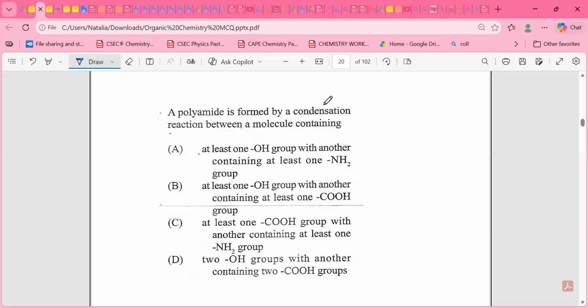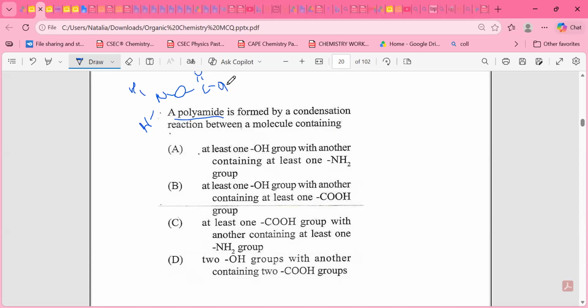Polyamide is formed by a condensation reaction between molecules. So we have two types of polyamide. We can have the monomer unit be an amino acid. This is how the amino acid looks: we have an NH2 group, something in the middle, not my concern, and we have an acid here. This one forms the polyamide protein.